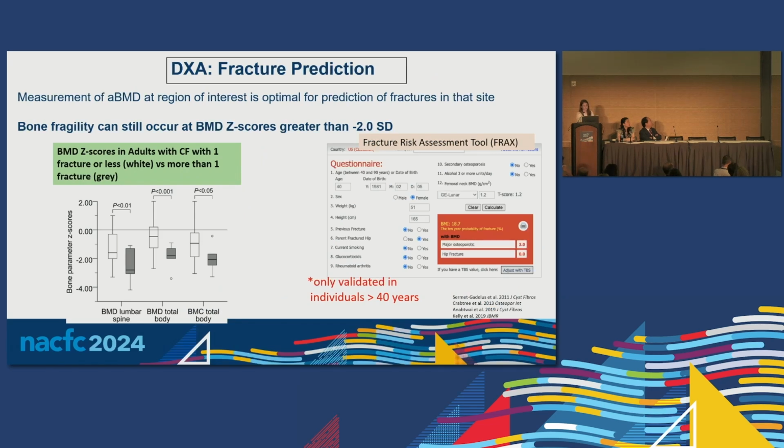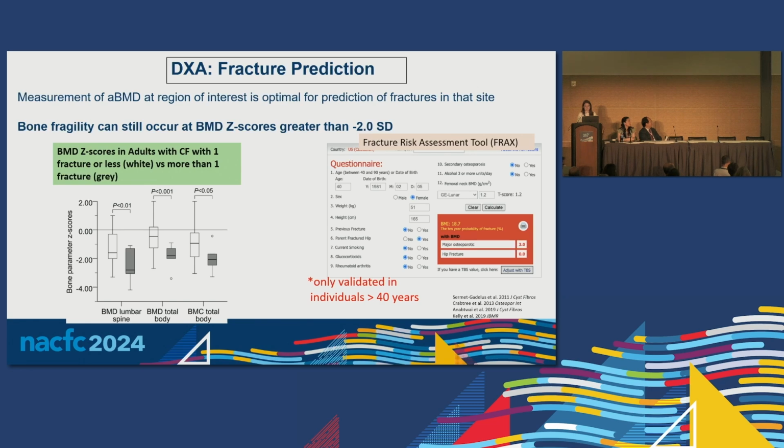So let's go back to the why. Why do we screen? Why do we educate patients and families about bone health? And really the goal is to reduce fracture risk. We know fracture can impact quality of life, increase chronic pain, and interfere with PT and transplant eligibility. And we know that fracture risk increases with lower areal bone mineral density and content Z-scores.